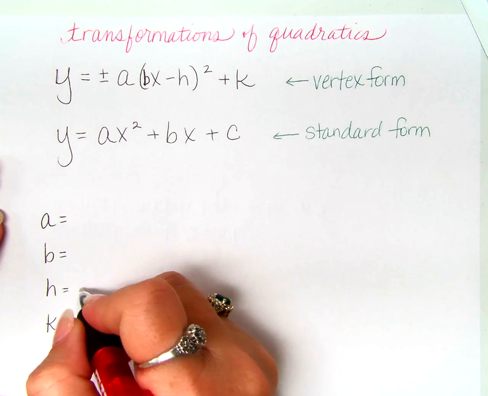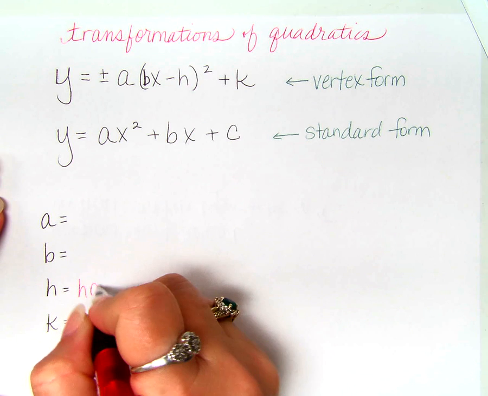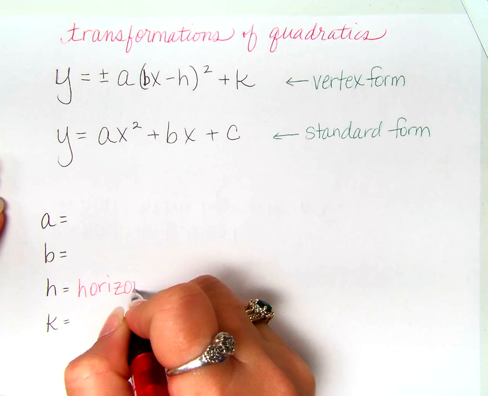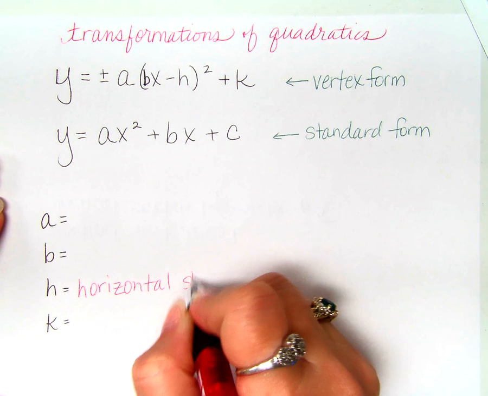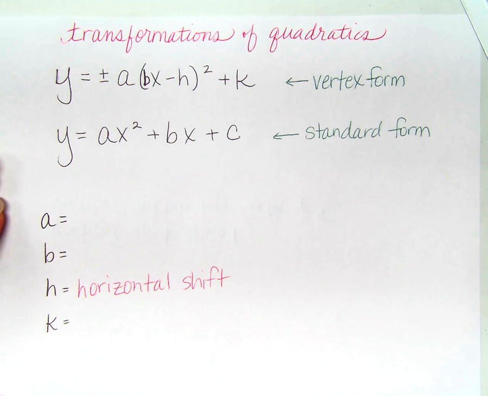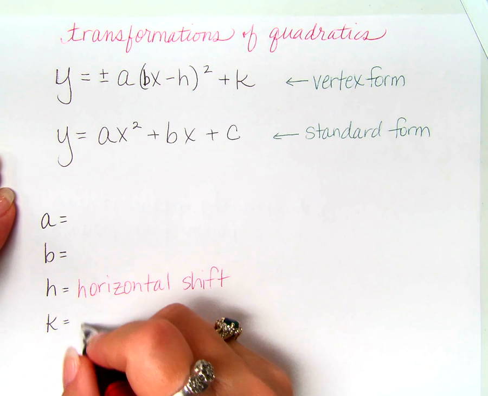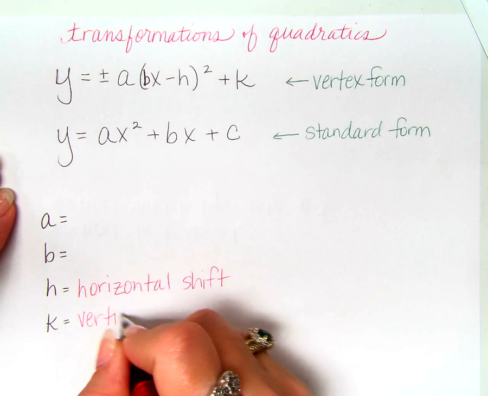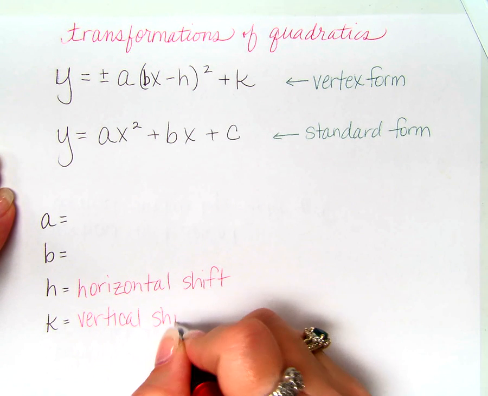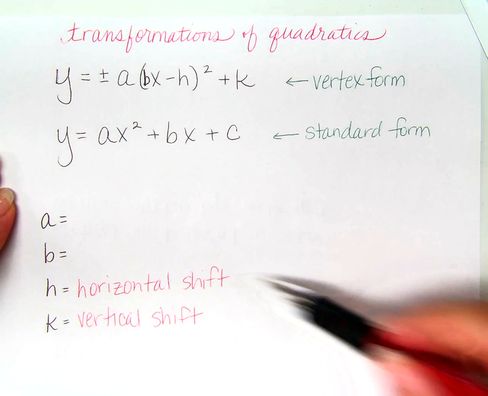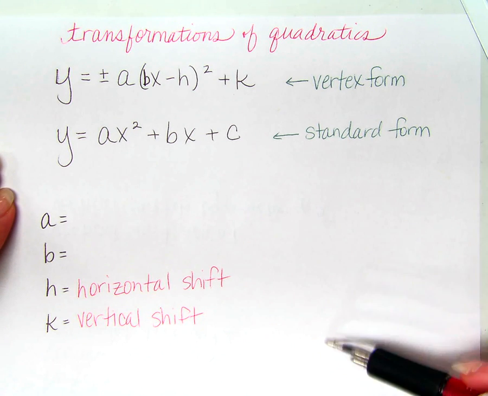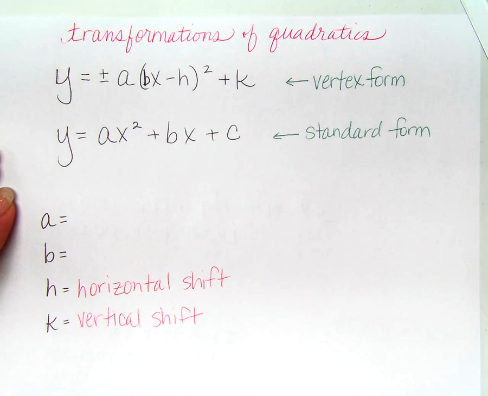H is going to stand for a horizontal shift. Okay, remember, F's are important. Okay, the K is a vertical shift. Horizontal shift is moving left or right. Vertical shift is moving the parabola up or down.